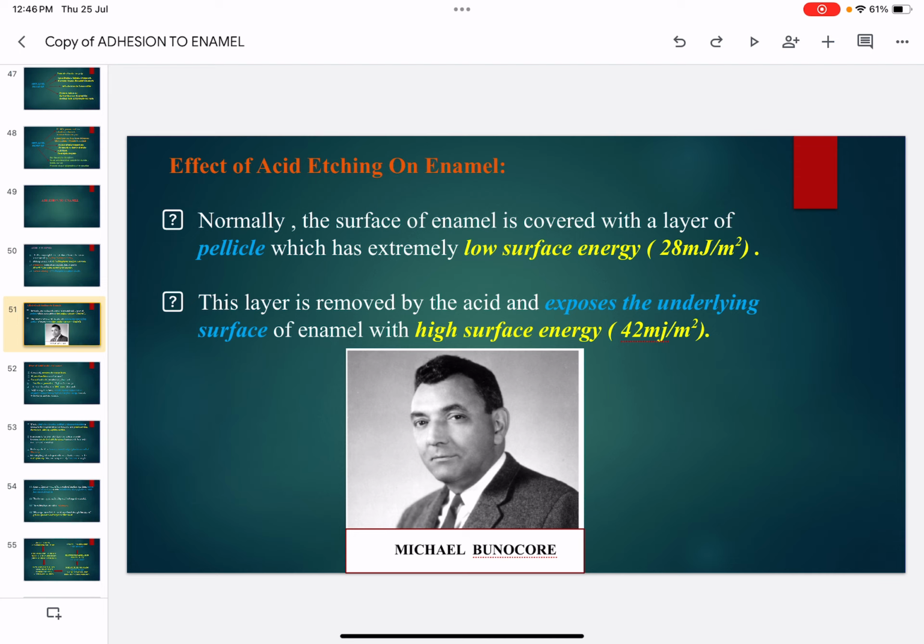Now let us see what happens on the surface of an enamel when you apply and wash off an acid. Normally, the surface of the enamel is covered with a layer known as pellicle, and such a pellicle covered enamel layer will have extremely low surface energy. So, when you acid etch an enamel, this pellicle layer is removed by the acid and it exposes the underlying surface of the enamel with high surface energy.